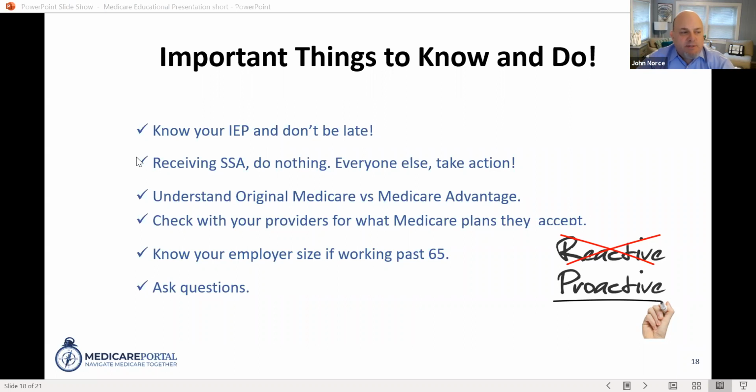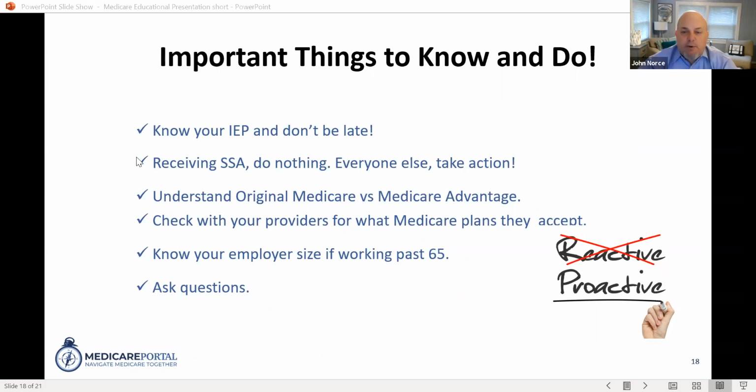Again, I just alluded to this: check with your providers. If you are going to be enrolling in Medicare in the near future, start talking to your providers about whether they accept original Medicare and whether they participate with Medicare Advantage. It's important to know that you can access care from the providers that you want. Your employer size, as I indicated, is very important. If you hover around that 20, you definitely want to get that information.